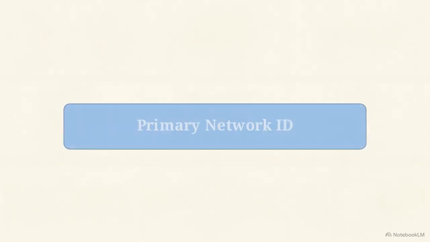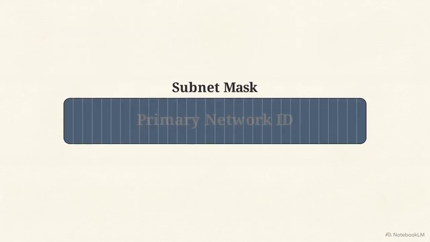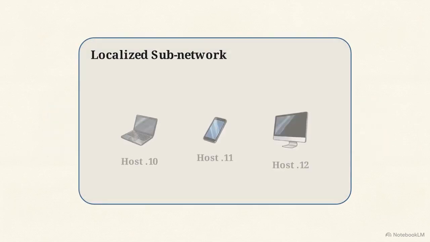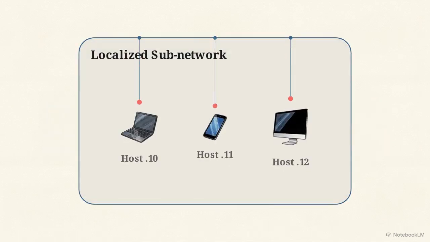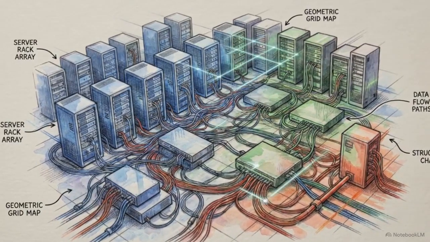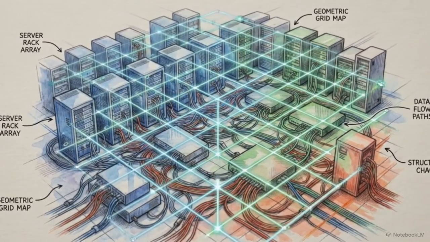Administrators can further slice a primary network ID by applying a subnet mask. This applies a bitwise logic operation that mathematically divides a large block of IP addresses into highly specific, localized subnetworks. These logical IP addresses project a unified, highly structured mathematical map over the chaotic physical geography of global hardware.